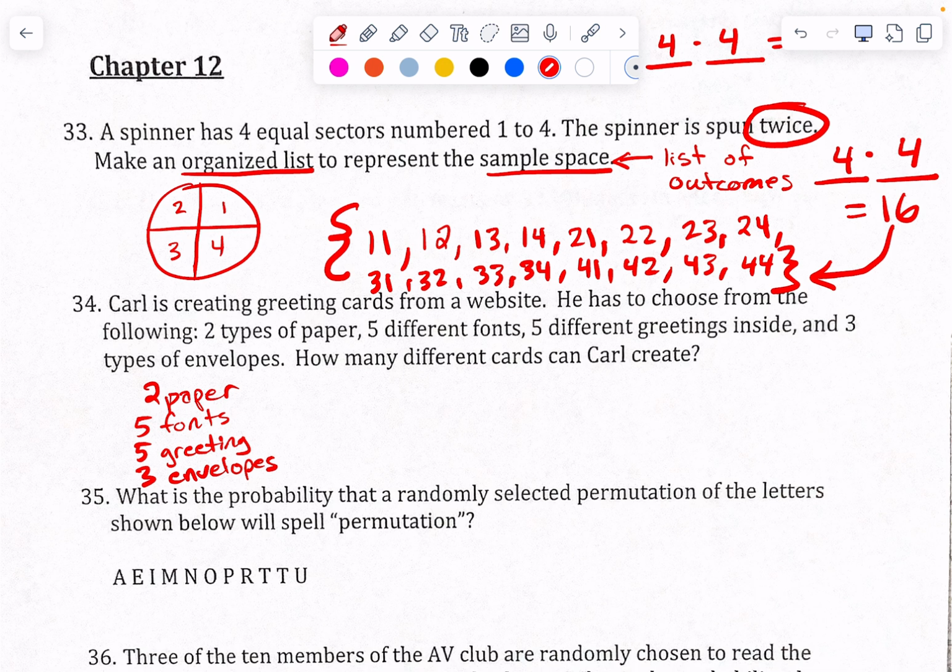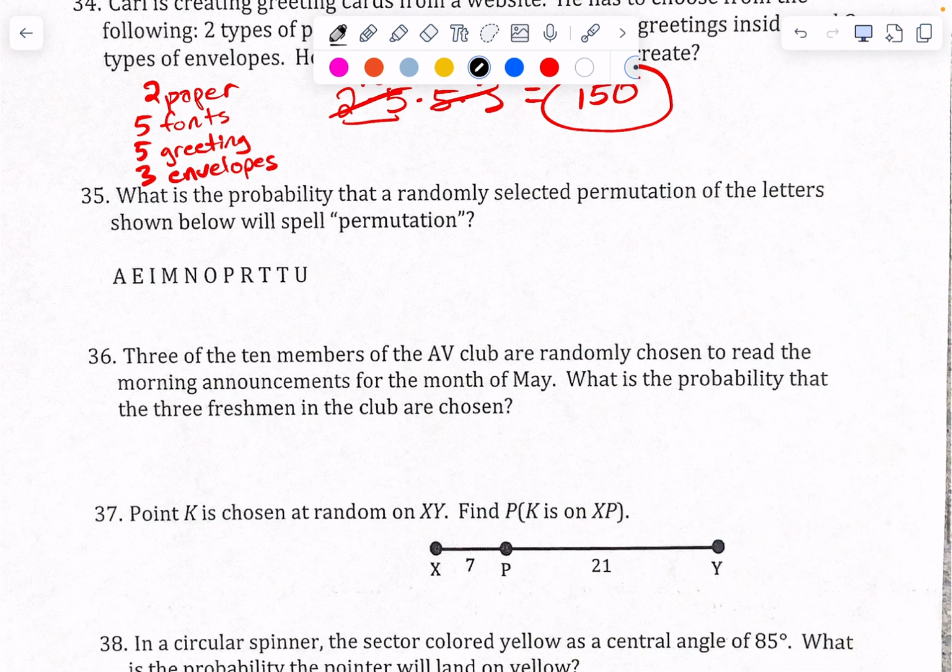So, I multiply. 2 times 5 times 5 times 3. This is 10. This is 15. So 150. 150 different options. That's a lot of different things that could happen, right? I have 150 different greeting cards that could be made. That's a lot. Lot of options. Okay? All right. Here we go.